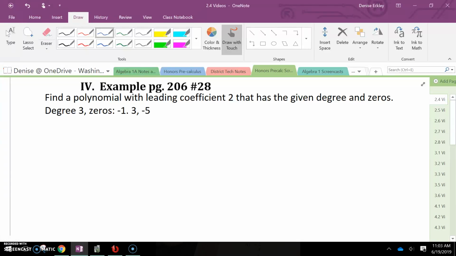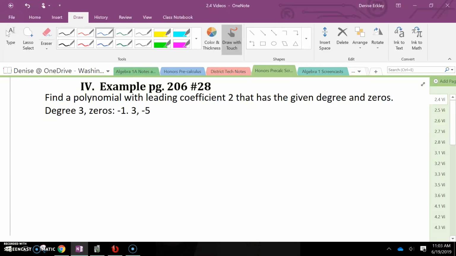Page 206, number 28. Find a polynomial with leading coefficient 2 that has the given degree and zeros. So we have a degree 3 polynomial, and our zeros are -1, 3, and -5.